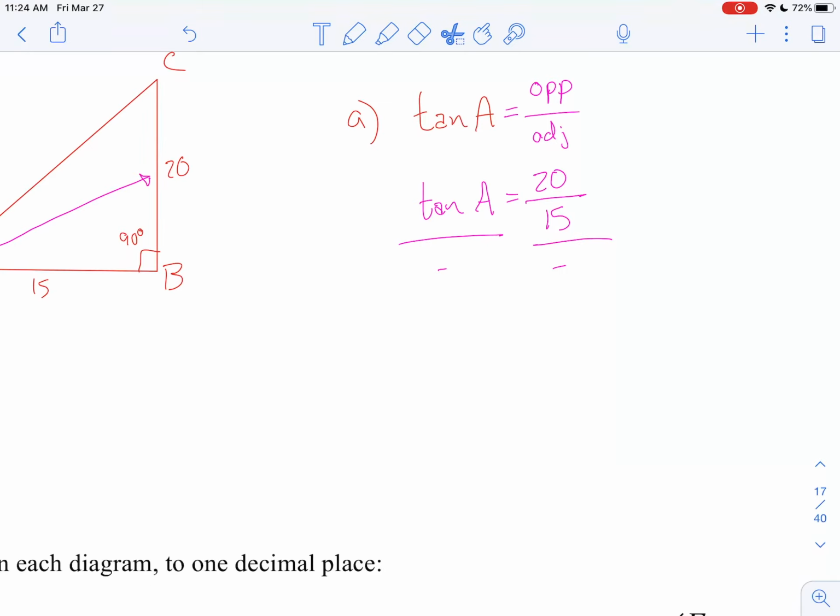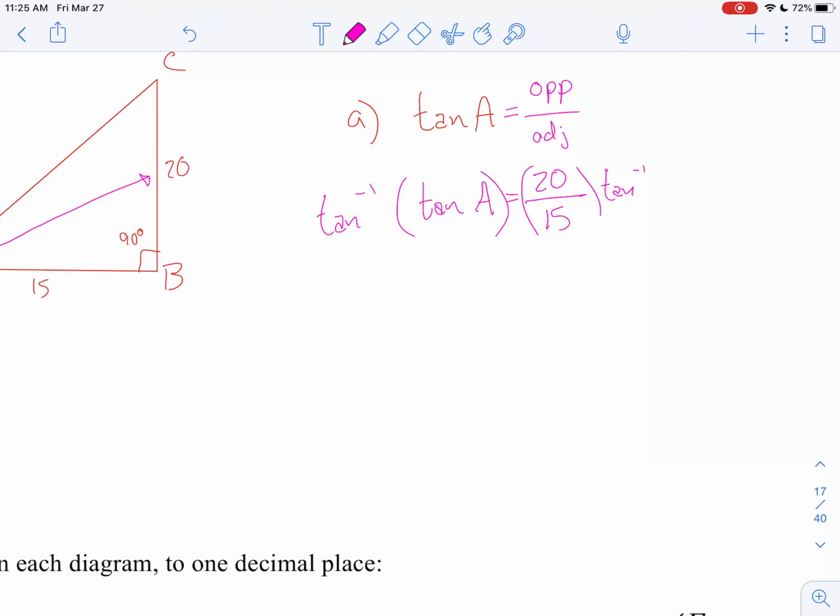So what we need to do in order to isolate for A is we'd use this new function called the inverse. So I'm going to take the tan inverse of both sides. We denote inverse with the exponent -1. If I take the tan inverse of that side, I need to take the tan inverse of the other side.